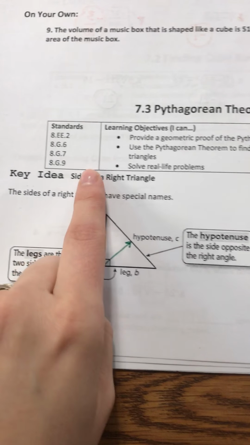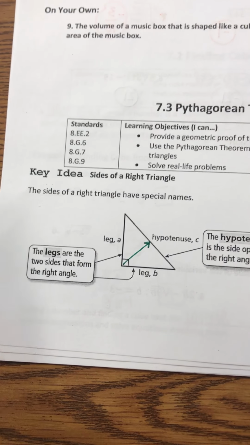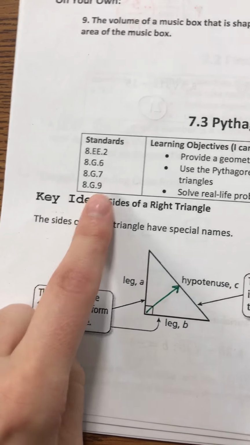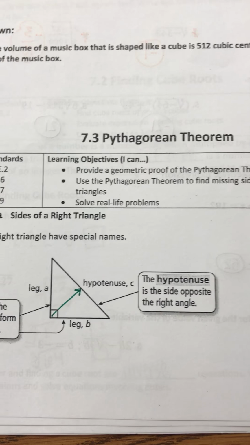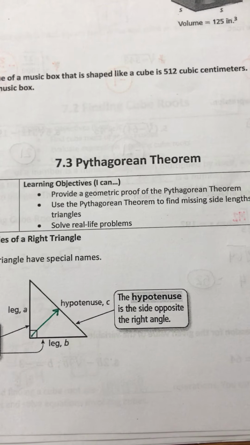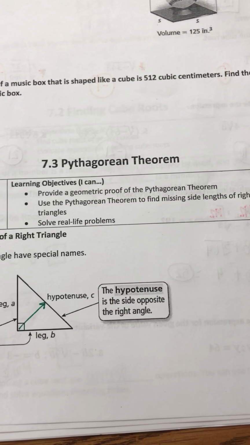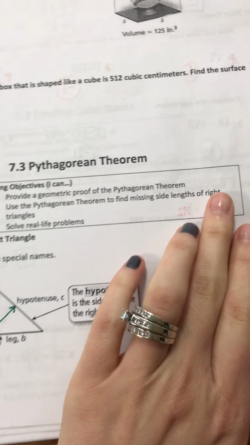So first of all, in our notepad, we will see that we are covering a lot of standards today. So if this is ever challenging to you, this is why. We're going to be looking at a proof, and we're going to be using the Pythagorean theorem to find the missing lengths, and this is only working for right triangles.